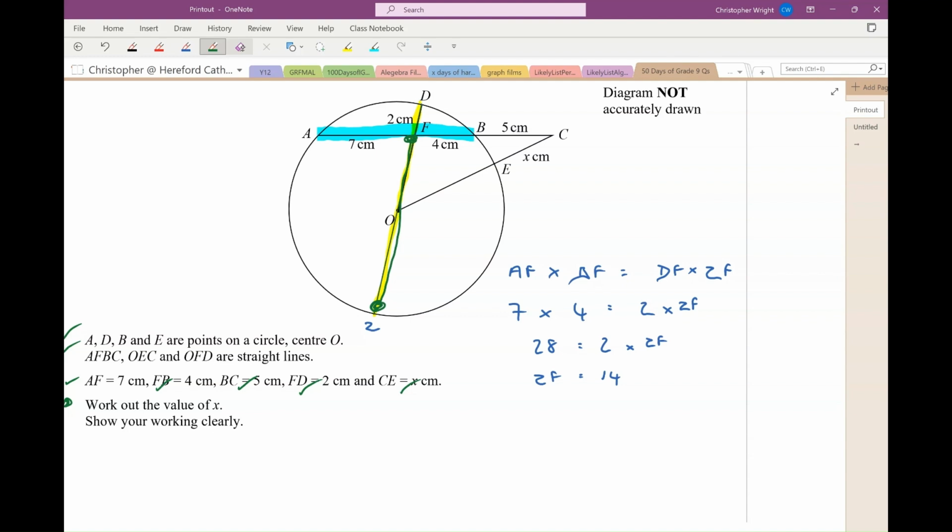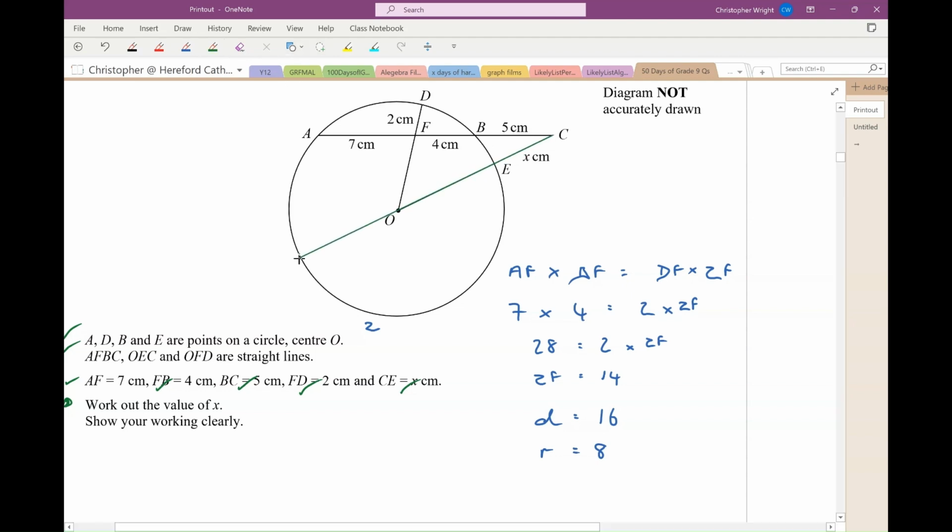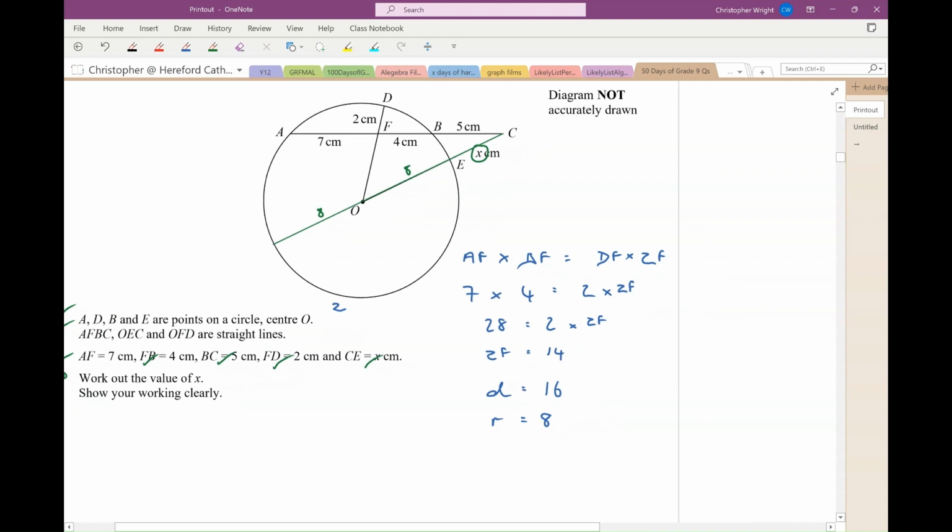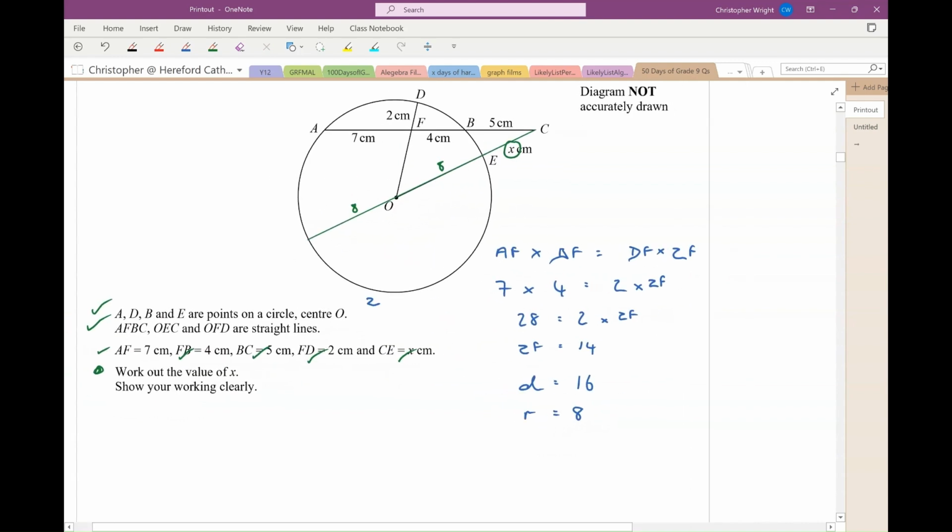Right, so all the way from here to here is 14, which means that the whole of the diameter is 16. So I know the diameter of the circle is 16, the 14 plus this 2 here. That means I now know the radius is 8. Now I think I'm in a position to use these two intersecting chords here, because I know that this is 8 and that's 8 and that's x. And I think I can combine that one with AC, with this one.